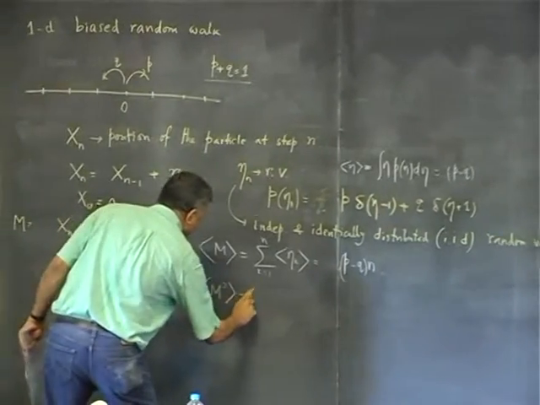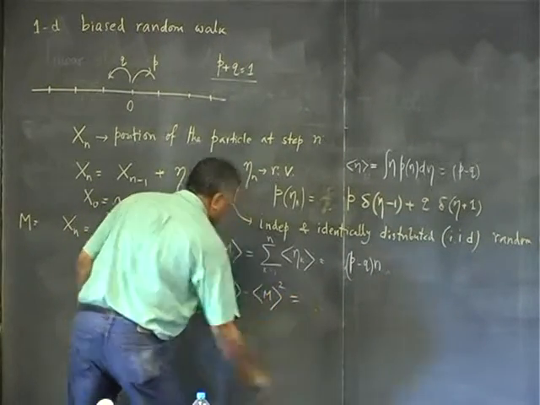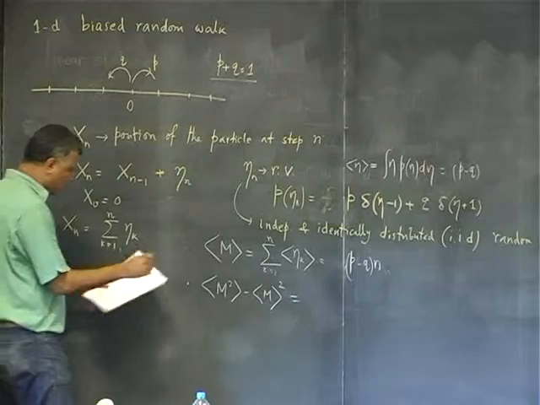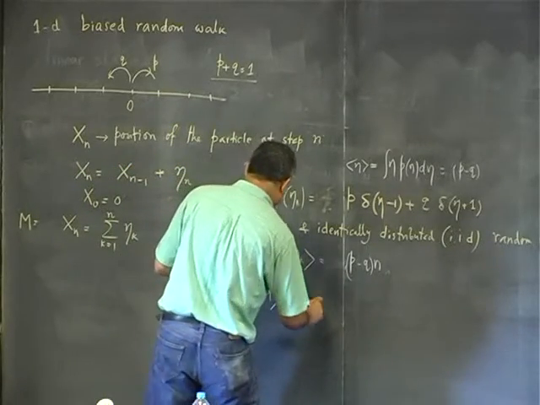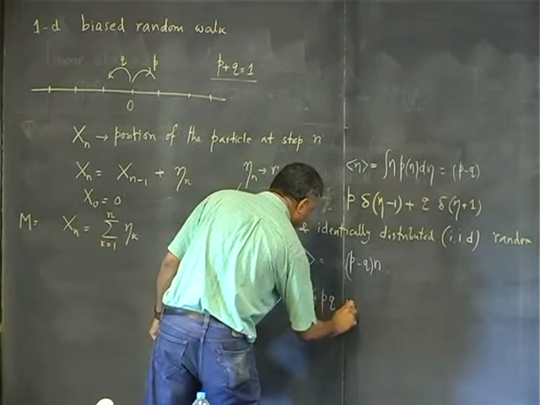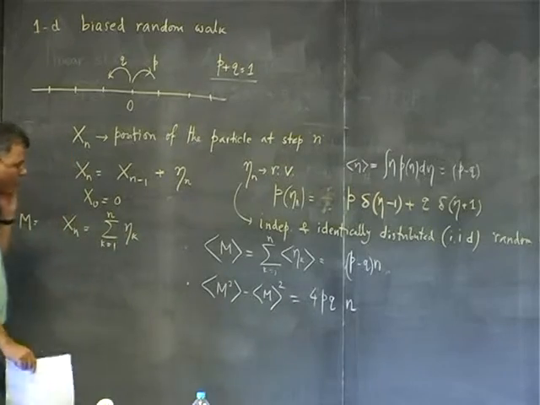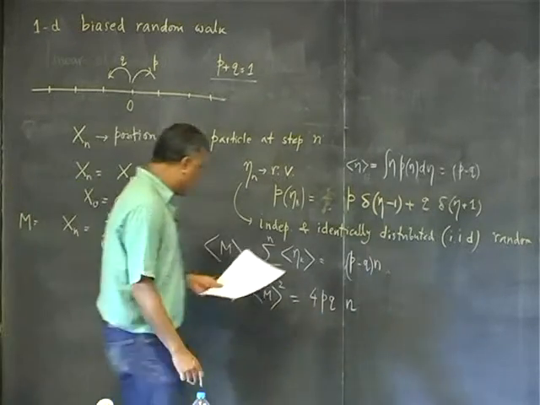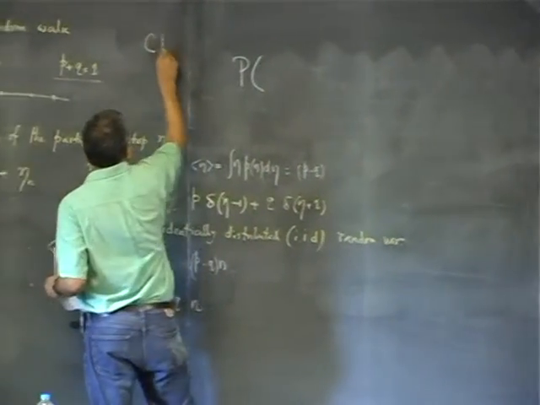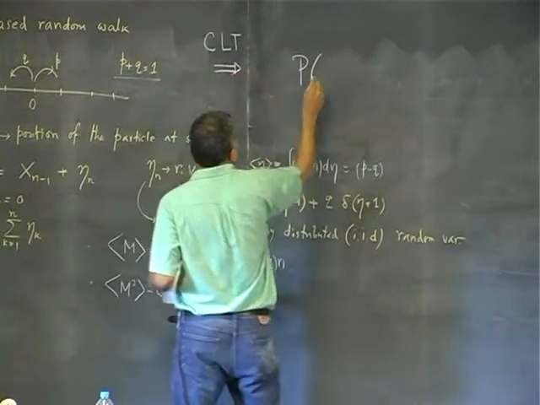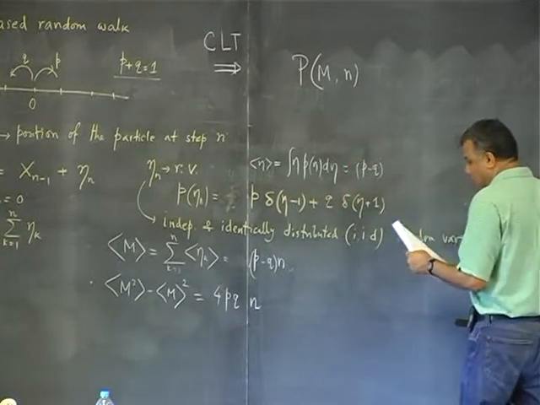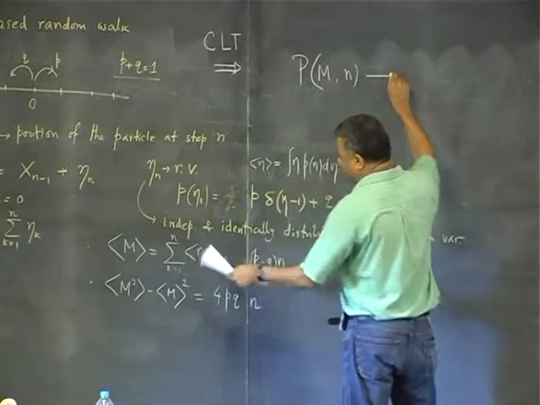Anybody? Variance also you can calculate, just take a square and use the fact that they are independent of each other. I'm not going to do the calculation, but you can check that this will be just 4PQn. Okay. So therefore, if I look at the central limit theorem, it tells me that the probability distribution of the position of the particle after n steps, where n is large, should go to a Gaussian distribution with this mean and variance.